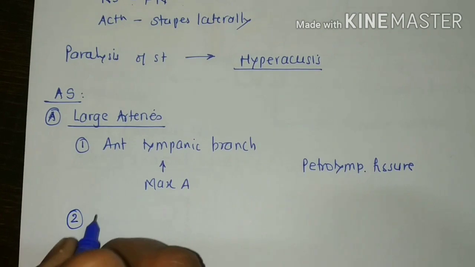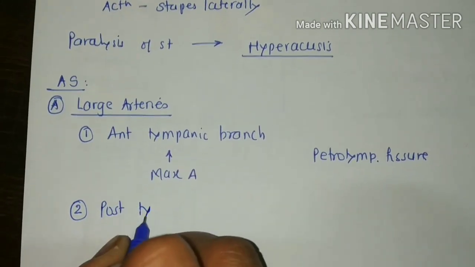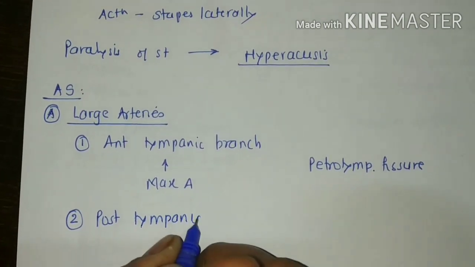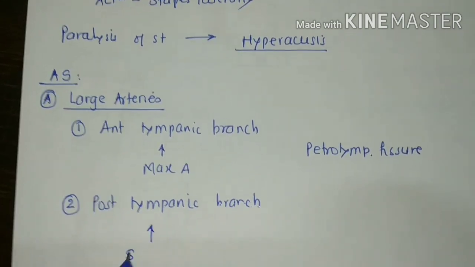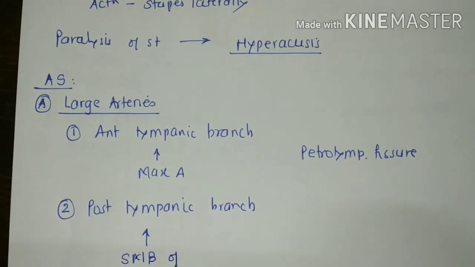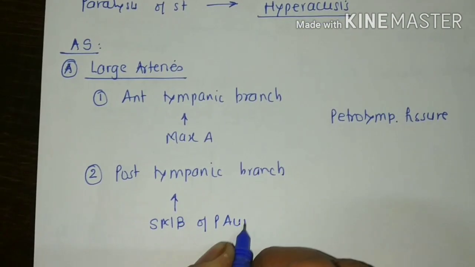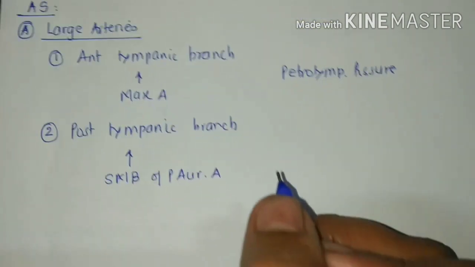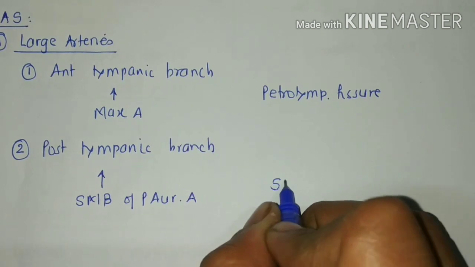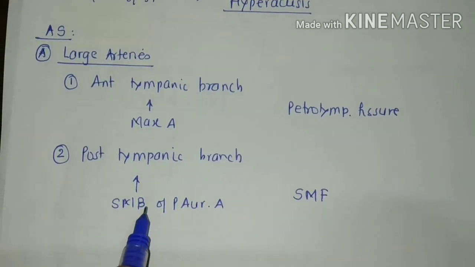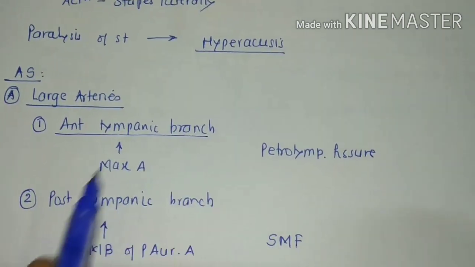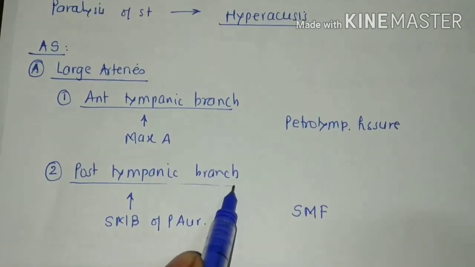Then second is the posterior tympanic branch. It is a branch of stylomastoid branch of posterior auricular artery and it enters the middle ear through stylomastoid foramen. Clear? So these are the large arteries, anterior tympanic branch and the posterior tympanic branch.